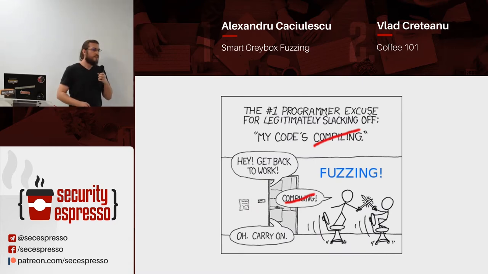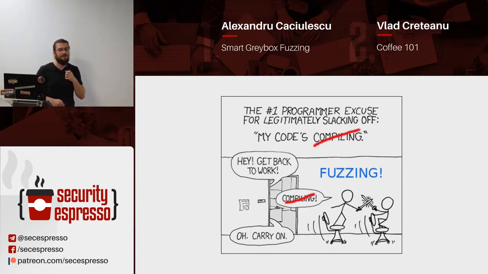Now, before, programmers could usually use compiling as an excuse to slack off. Nowadays, fuzzing is just as good an excuse. Because if you set up your fuzzing infrastructure properly, you can spend just a few hours setting it up, and then let it fuzz for as much as 24 hours to a week, for example, on one specific target. It's a perfect excuse to slack off.